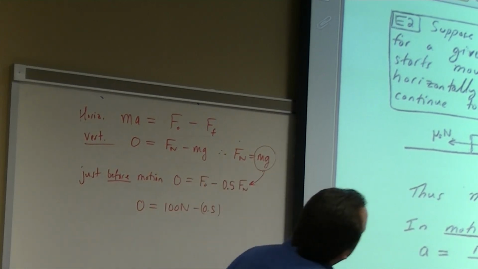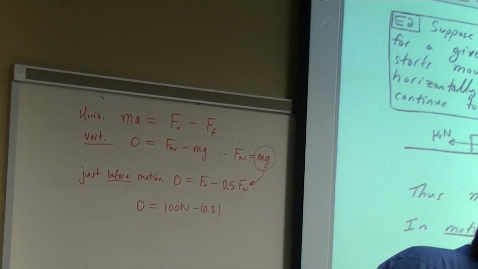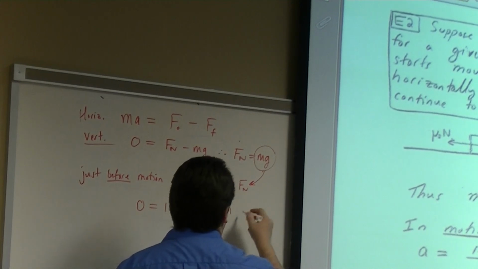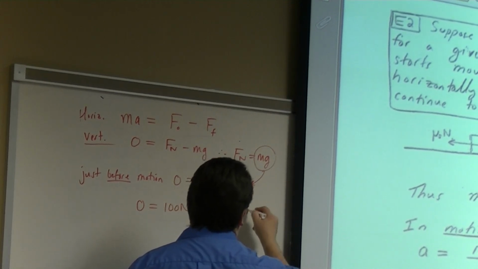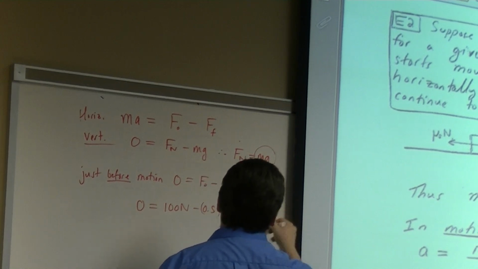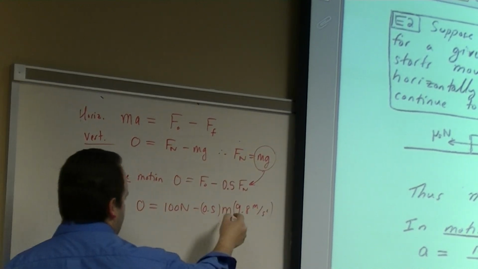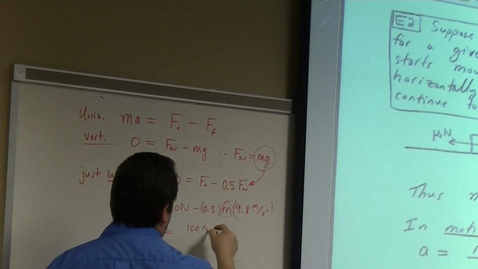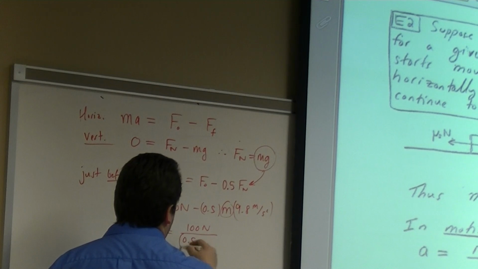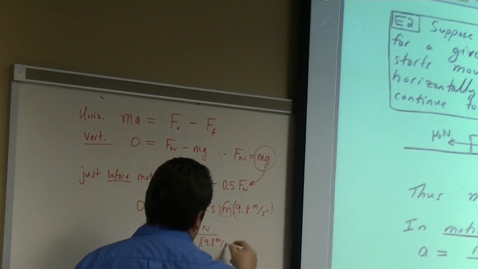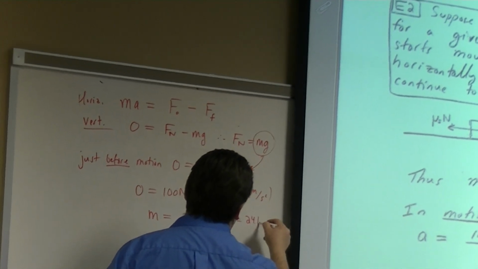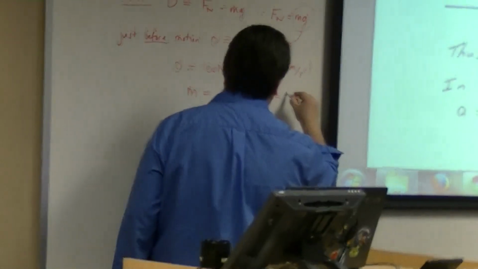Did I tell you the mass? I did not, did I? We can figure that out now. So mass times gravity. What's gravity? 9.8 meters per second squared, right? So you can solve this for mass. What do we get? 20.41 kilograms.